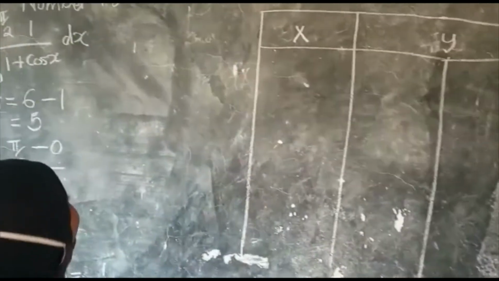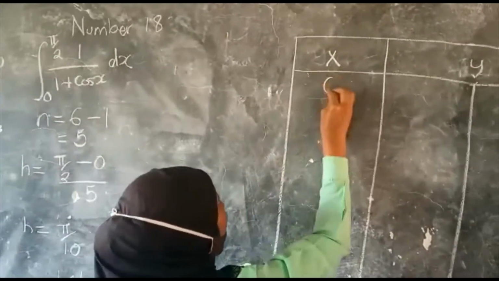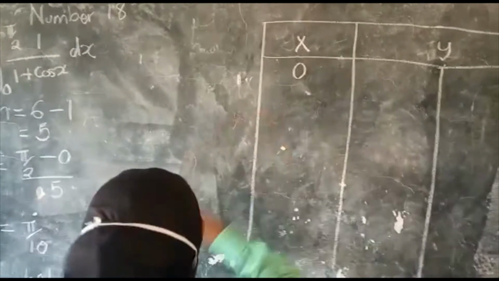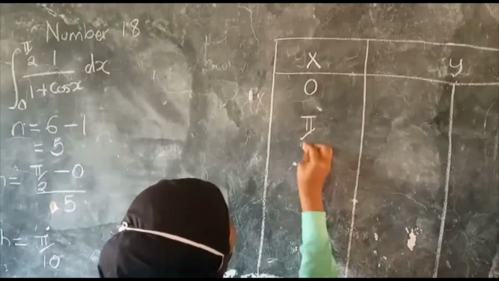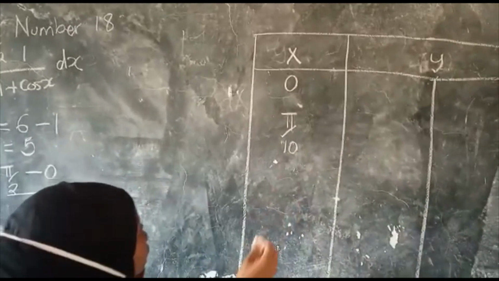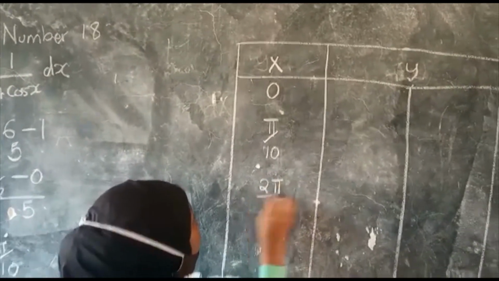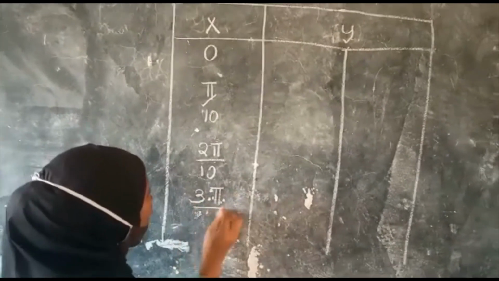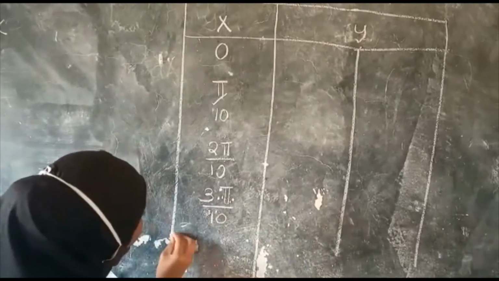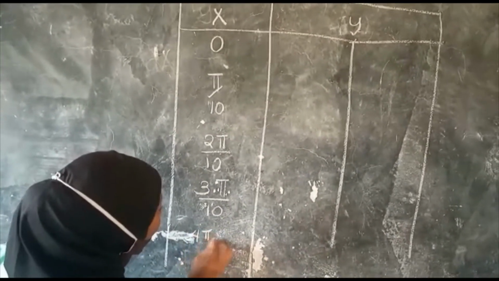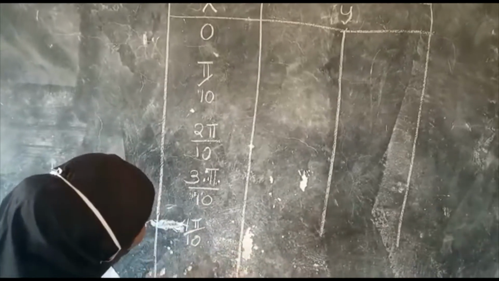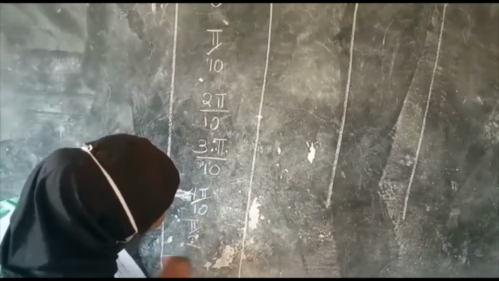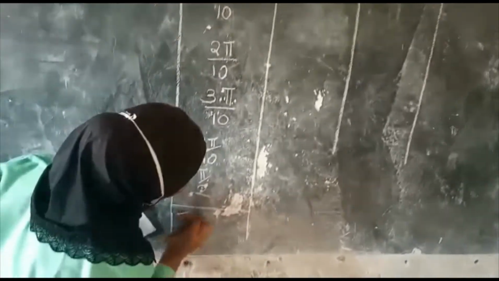The ones which are repeated are going to be here, and the ones which are not repeated are going to be here. Our first value of x is the lower limit, and we put it here. To get our next value of x, we add the lower limit plus the height, which is pi over 10. Then we add this plus the height, which is 2 pi over 10. We add this plus the height, it is 3 pi over 10. Then we have 4 pi over 10. And finally, we have pi over 2, which is the upper limit. Then here in our last part, we shall have the total.